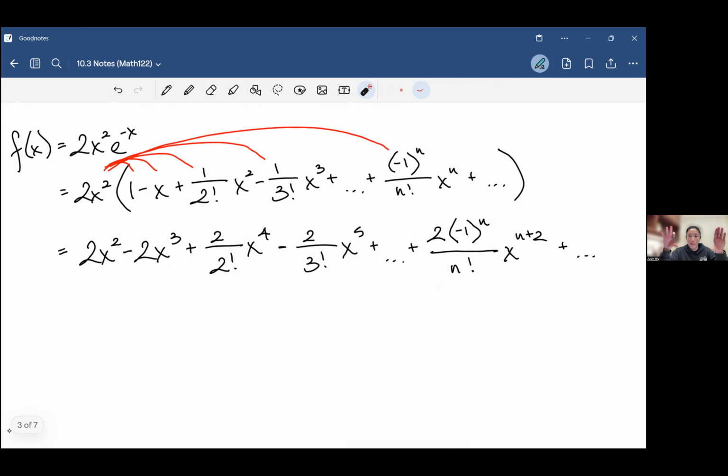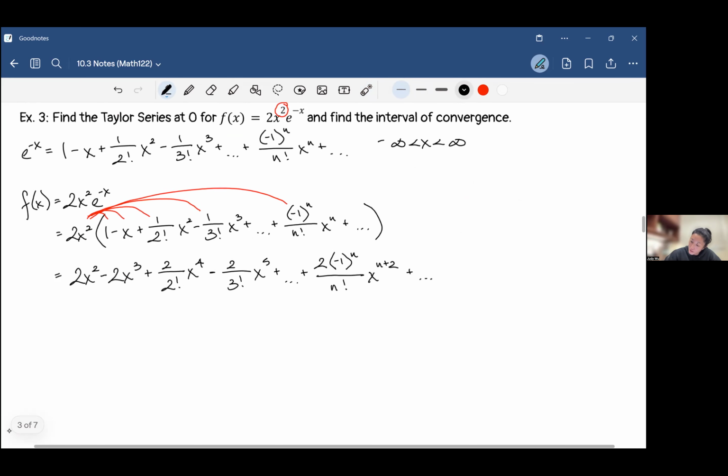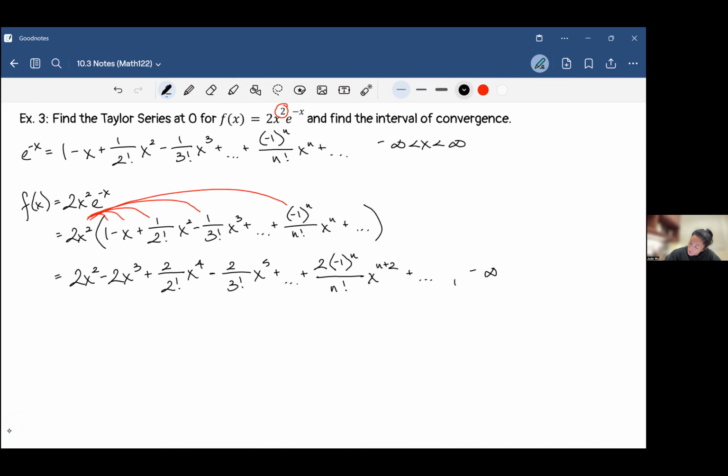If there's 2 fractions, try and multiply them together so they're in 1 fraction. Okay, and then if there's factorials, leave those factorials because you're just going to turn that into n factorial anyway at the end. Okay. All right, all of this to say this is our Taylor series for the given function, and our interval of convergence is the same as our e to the negative x, which is from negative infinity to positive infinity.